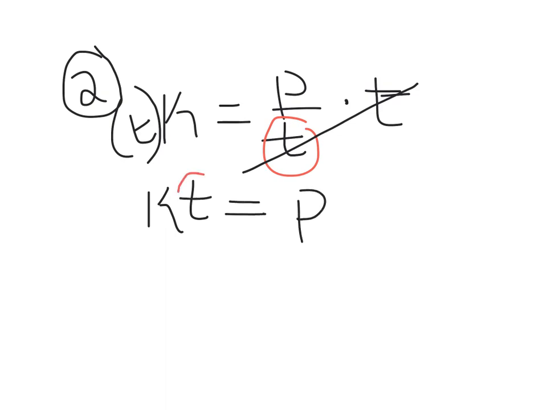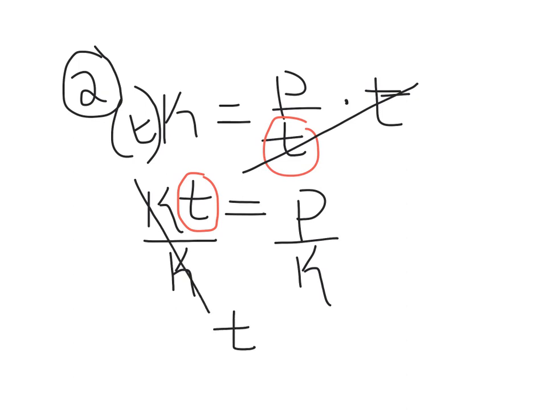I'm still trying to get this t by himself, so k is multiplying with t, so I need to divide by k, divide by k. These k's are going to cancel out, and my answer is going to say t equals p over k, and that's my final answer.